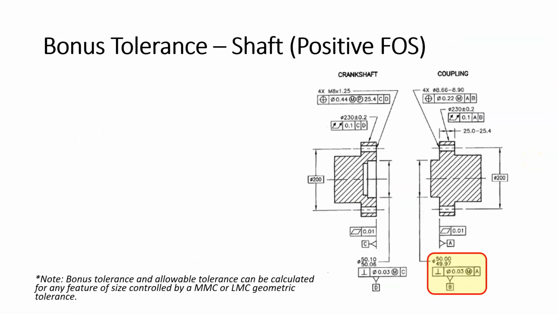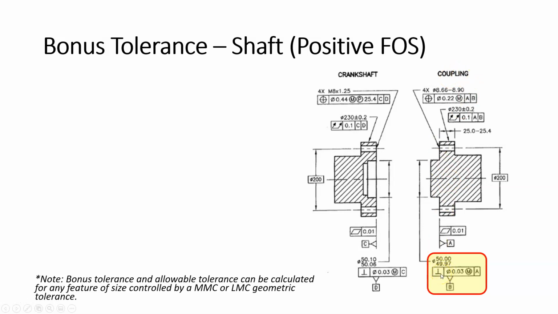Let's look at another example, and in this example we're going to look at a positive feature of size. We have an assembly with two separate parts here, and we're going to look at the cylinder. This is a cylinder right here, on the part on the right, the coupling.